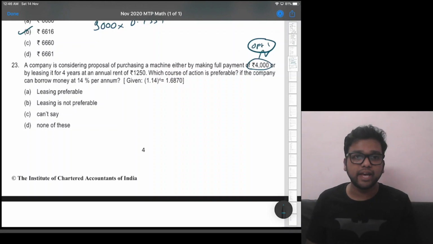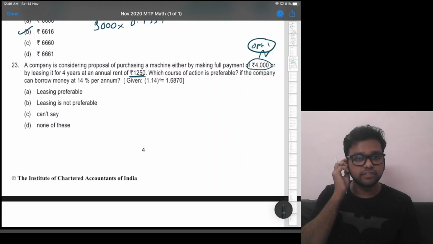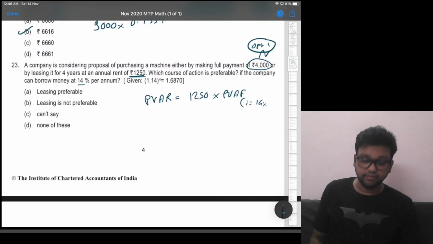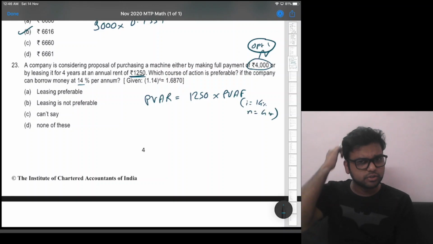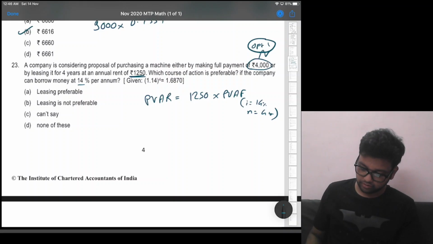So obviously that is going to be annuity. So let's find present value of annuity of 1250 rupees. How do we find present value of annuity regular? Annuity amount 1250 into present value annuity factor, where i is going to be 14%, they have given, and n is going to be 4 years, right? So let's do it on calculator. 1 divided by 1.14, 4 times equal to, then grand total multiplied by 1250. This gives us 3642.14.